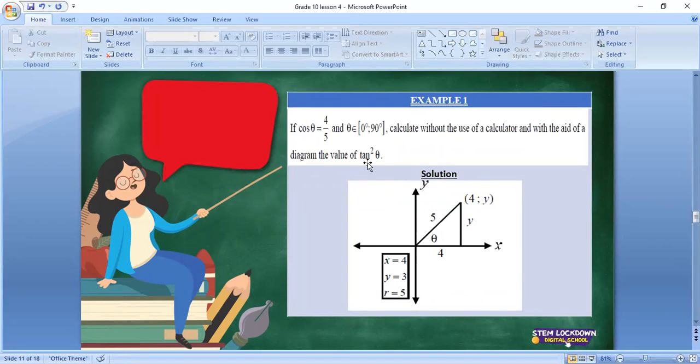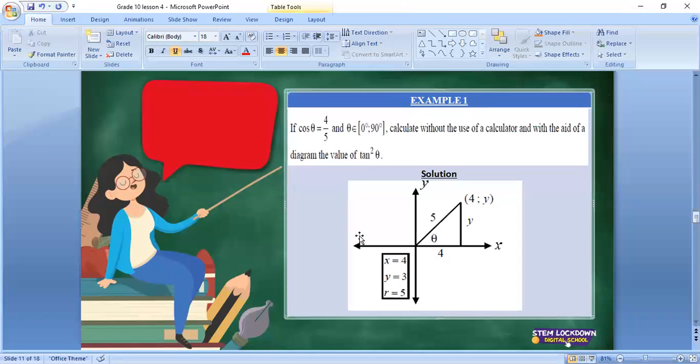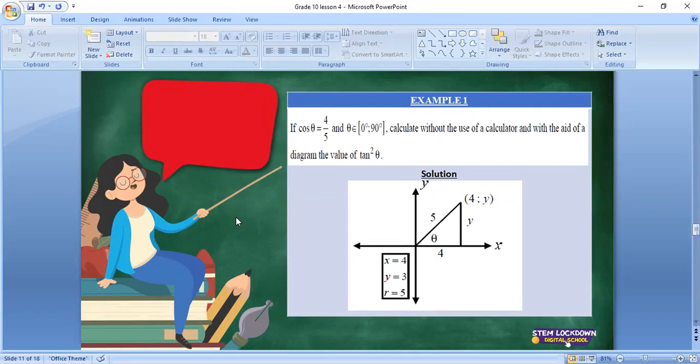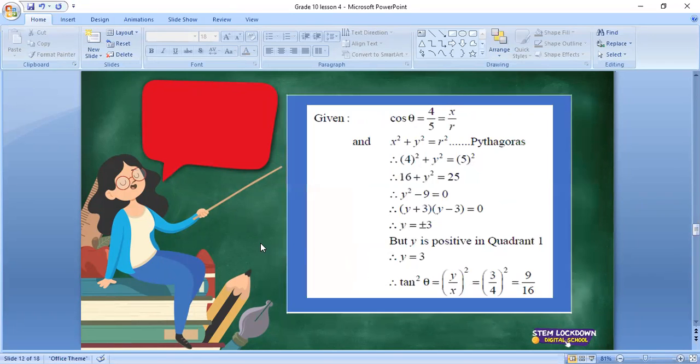We need to find the value of tan squared theta. Remember in our previous class, tan squared theta means what? Tan theta all squared. That's the meaning of tan squared theta. So what will be our tan theta here? Tan will be opposite y over adjacent 4. So our y we said is what? It's plus 3. So 3 over 4 all squared will give you tan squared theta, and that'll give you 9 over 16. So basically, tan squared theta is 9 over 16. Okay. So let's see quickly the last example for today.